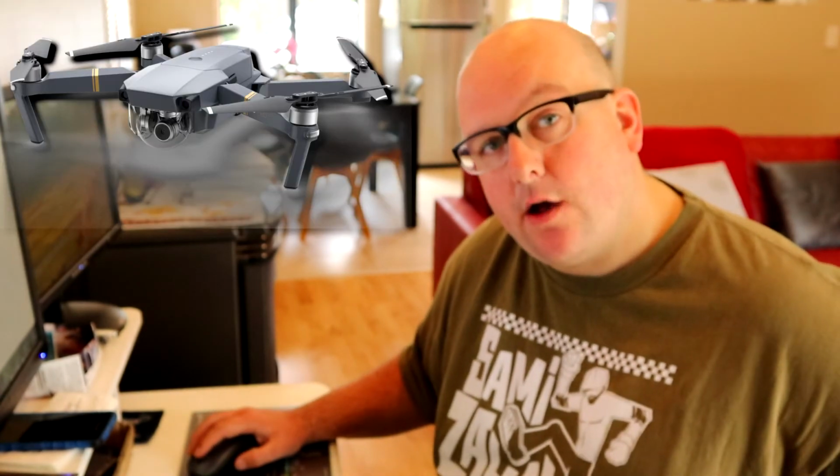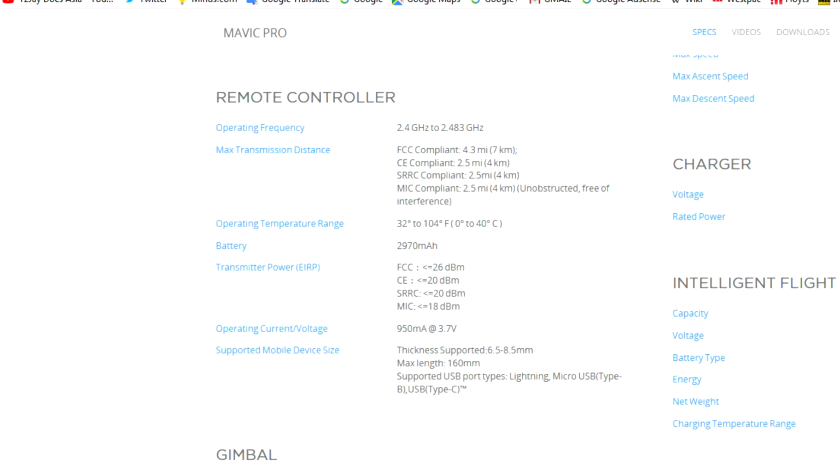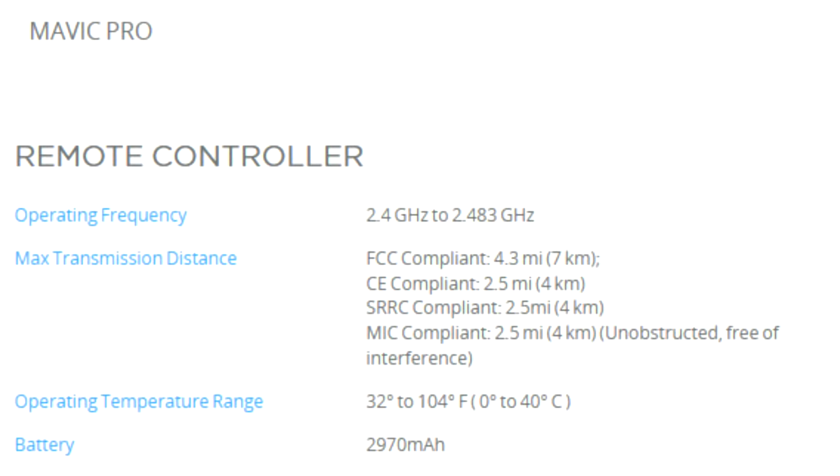The DJI Mavic Pro. Operating frequency, 2.4 gigahertz to 2.483 gigahertz. Transmission distance, FCC, 4.3 miles, 7 kilometers. CE, 2.5 miles, 4 kilometers. SRRC, 2.5 miles, 4 kilometers. MIC, 2.5 miles, 4 kilometers. So you can kind of tell right there that if you're expecting to get 7 kilometers and you're not using FCC, you might suddenly find you only get 4 kilometers.